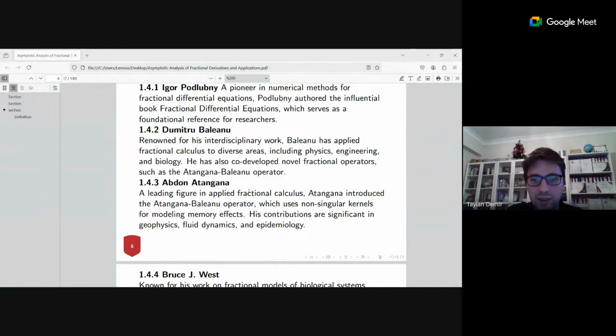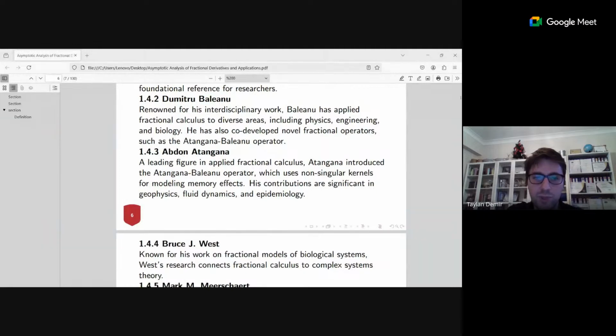The Atangana operator was developed by Abdon Atangana, a professor at Free State University and a leading figure in applied fractional calculus. He introduced the Atangana-Baleanu fractional operator, which uses non-singular kernels for modeling memory effects. His contributions are significant in geophysics, fluid dynamics, and epidemiology.